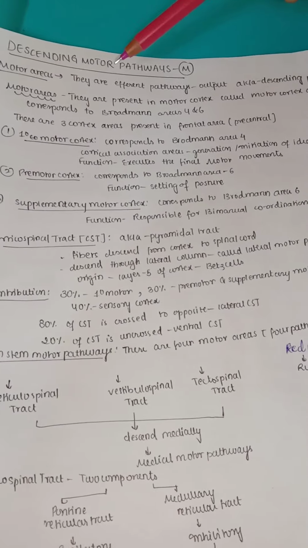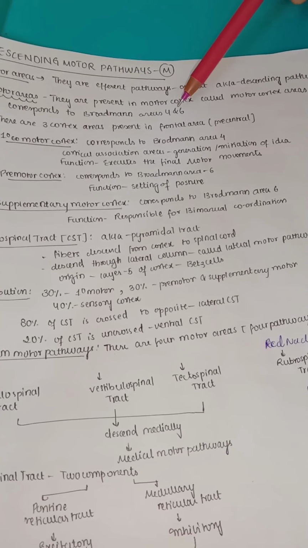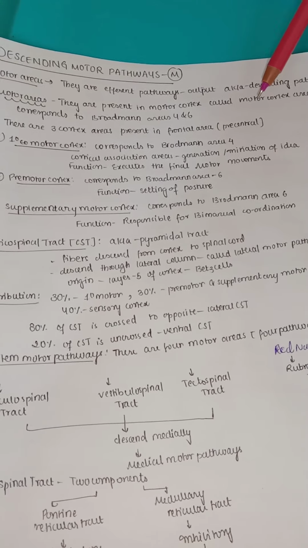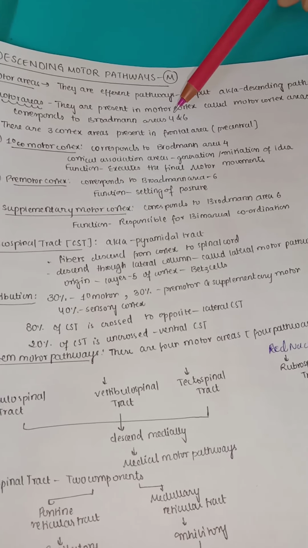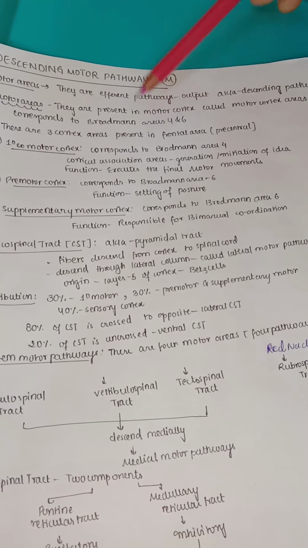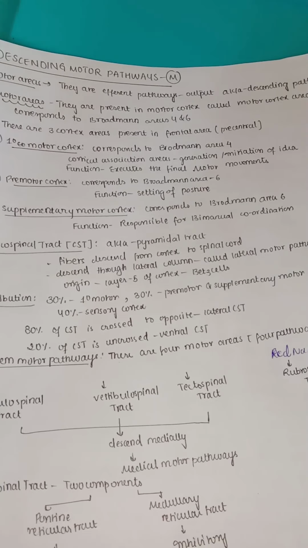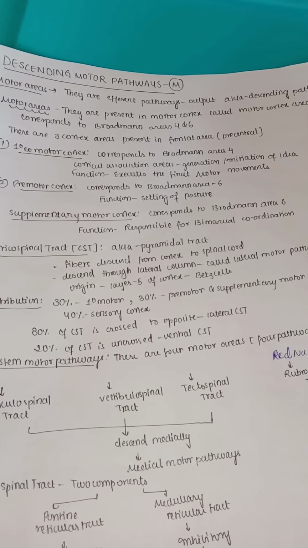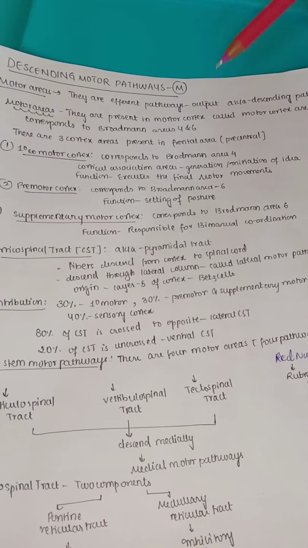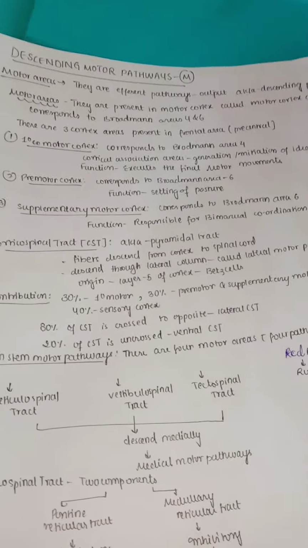Now let us see the motor areas. They are mainly present in our motor cortex, which corresponds to Brodmann areas 4 and 6. Brodmann is the scientist who numbered the cortex areas. In the somatosensory cortex we have seen areas 3, 1, 2. Here there are areas 4 and 6 for the motor cortex.